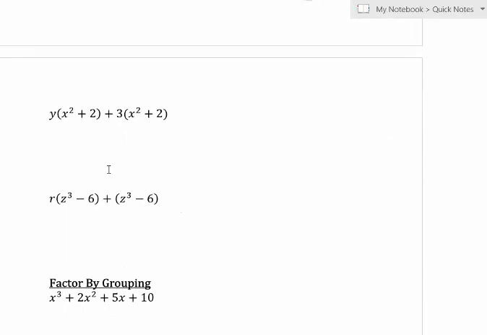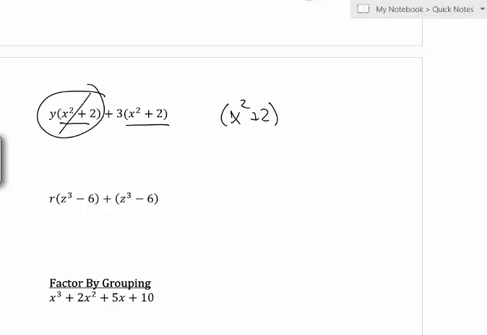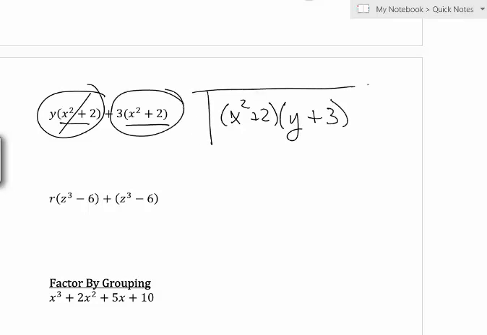So same thing here with these next two problems. There's my common factor, so I have an x squared plus 2. Okay. If I factor out that from the first piece, I'm still left with the letter y. There's a plus in the middle. If I factor it out from the second piece, I'm still left with the number 3. And we're done.